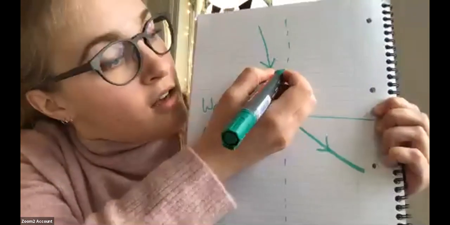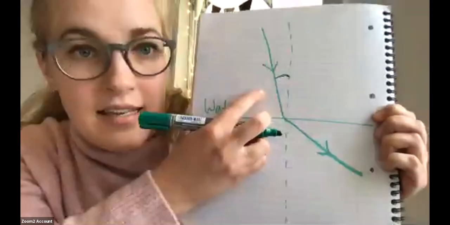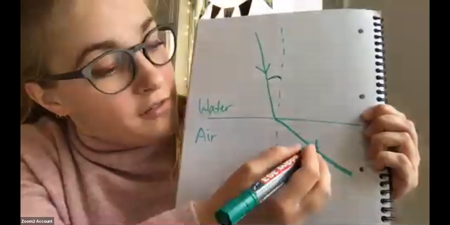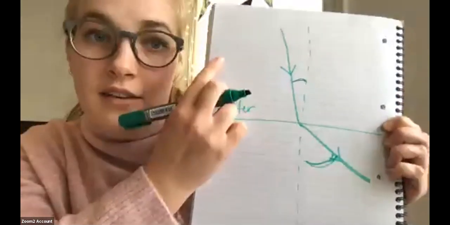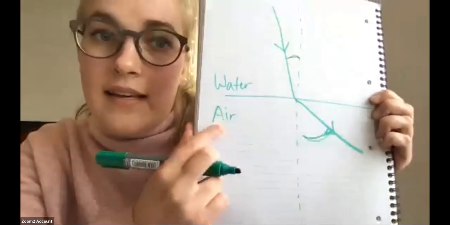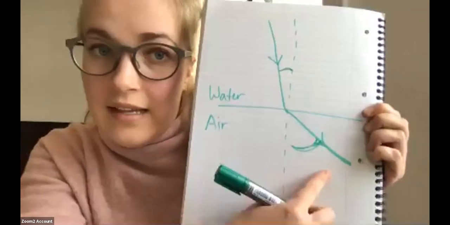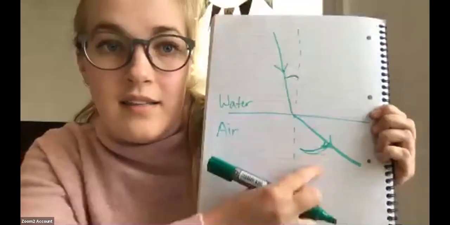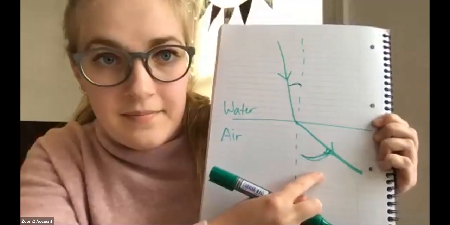So our angle of incidence in this case is going to be smaller than the angle of refraction, because it's crossing from a more dense medium where it's traveling slowly to a less dense medium where it's traveling more quickly. So the angle of incidence is going to be smaller than the angle of refraction.